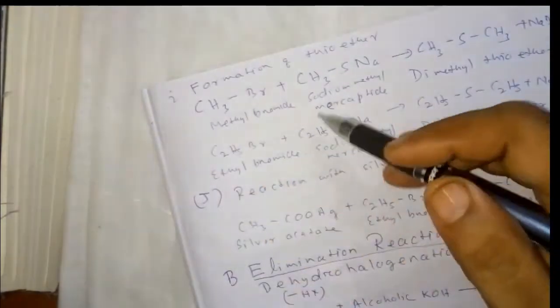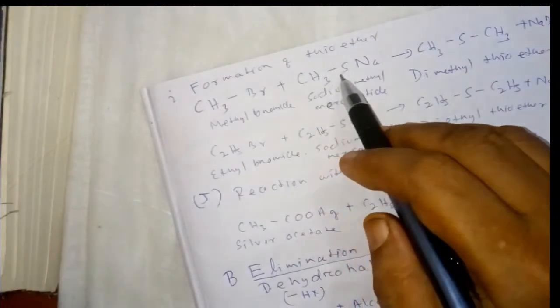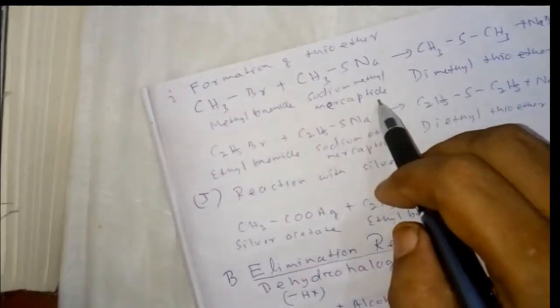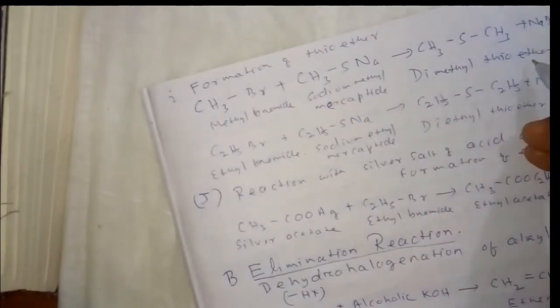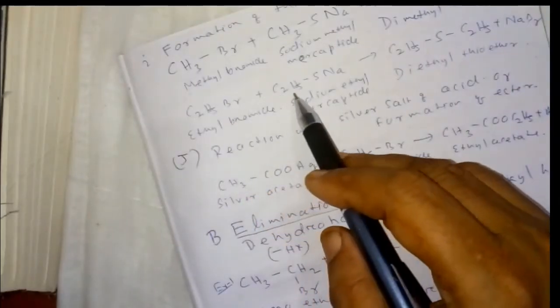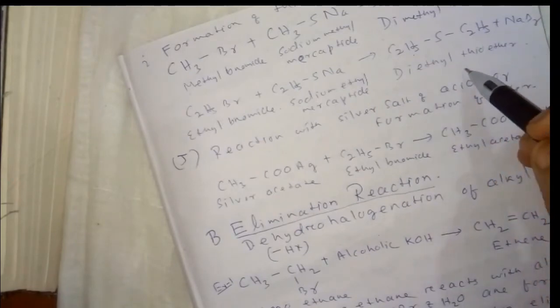Formation of thioether. This was thioalcohol; we will now read about formation of thioether. C2H5Br with CH3SNa. In the previous reaction we read CH3ONa. It is SNa, sodium methyl mercaptide. We will get CH3S-CH3, dimethyl thioether, plus NaBr. C2H5Br with C2H5SNa gives C2H5-S-C2H5, diethyl thioether.